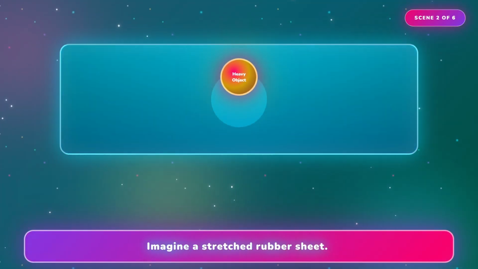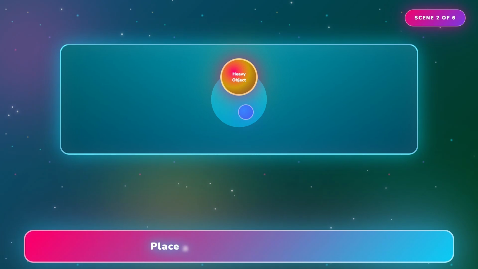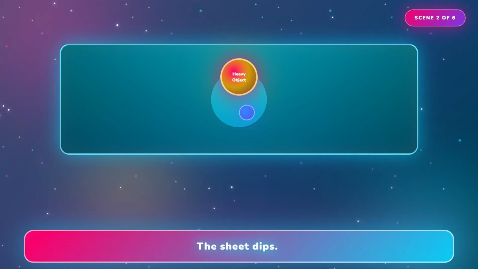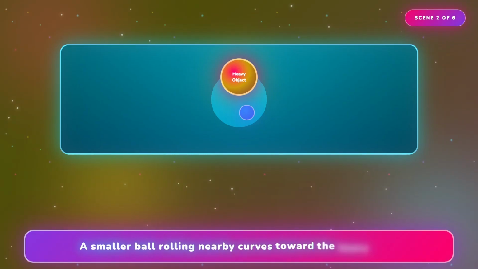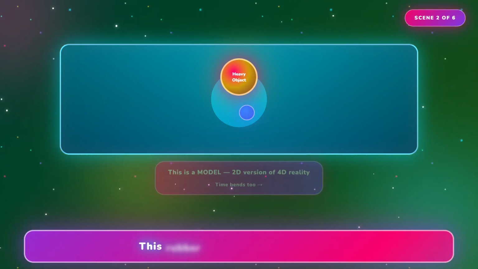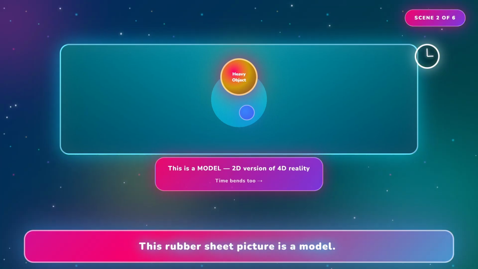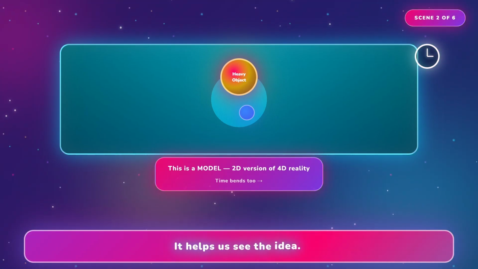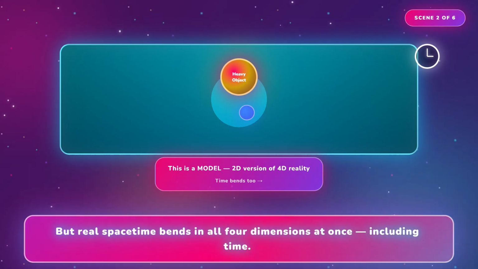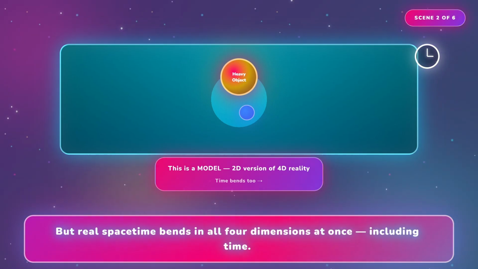Imagine a stretched rubber sheet. Place a heavy ball in the middle. The sheet dips. A smaller ball rolling nearby curves toward the heavy one. This rubber sheet picture is a model. It helps us see the idea. But real space-time bends in all four dimensions at once, including time.